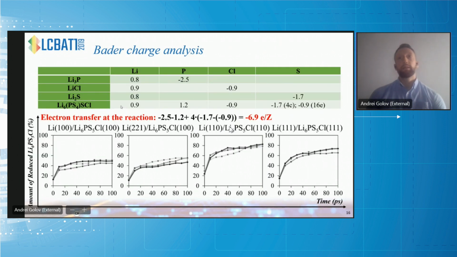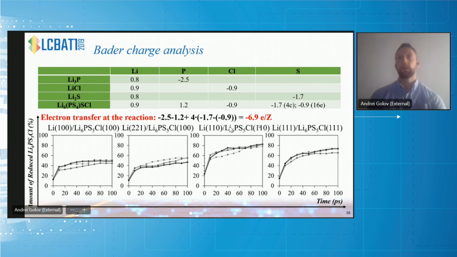Based on the experimental data, the final products of the reaction should be lithium phosphide, chloride, and sulfide salts. Based on this data, as well as applying the Bader charge analysis, we can calculate the number of electrons required to reduce one formula unit of the electrolyte. Using this information, as well as the evolution of the solid electrolyte net charge along the MD trajectory, we can calculate the amount of reduced electrolyte and find the reduction rate.